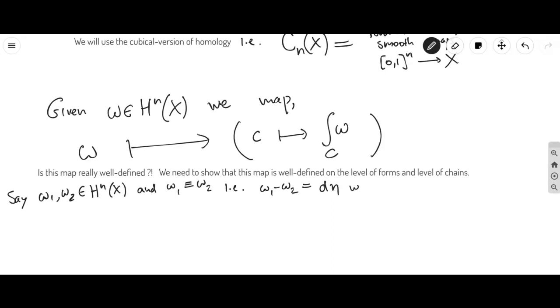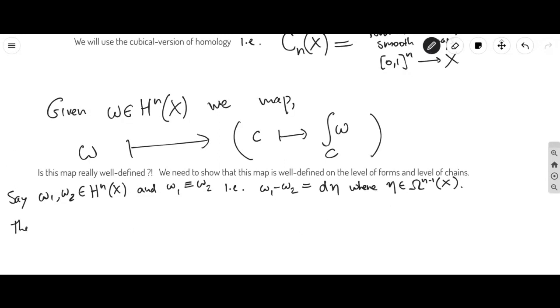Let's call it eta, where eta is something in, well, maybe I should not say n plus 1. Maybe I should just say a form of degree n minus 1. By the way, if n is equal to 0, then there's not much to check in that case. So this is what you have.